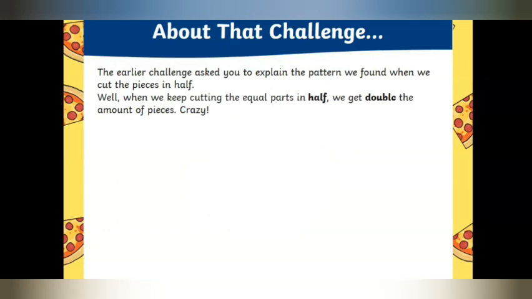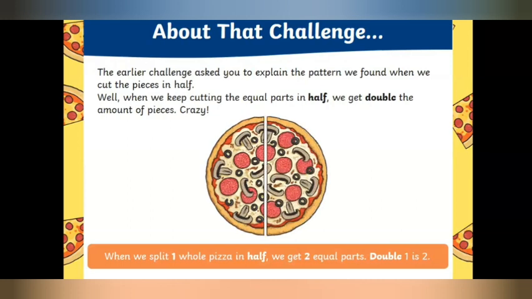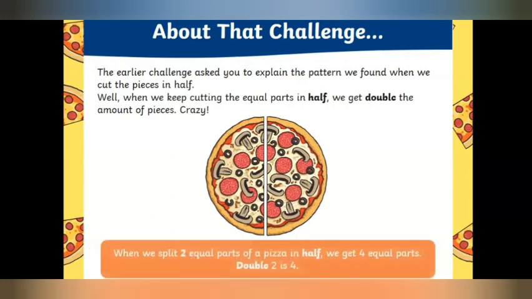Okay, look at the challenge. The earlier challenge asks you to explain the pattern we found when we cut the pieces in half. Well, when we keep cutting the equal parts in half, we get double the amount of pieces. When we split one whole pizza in half, we get 2 equal parts. That means double 1 is 2. Look at here. We obtain 2 equal parts. That means double the half.